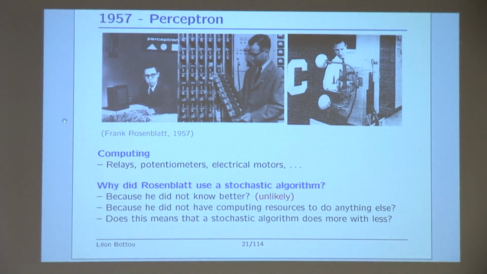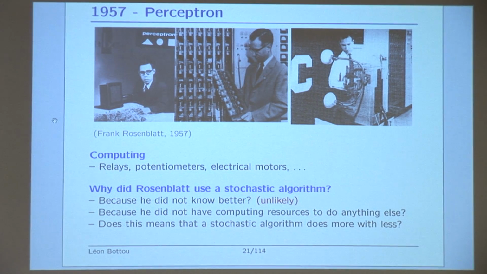So why did they use the stochastic algorithm? Well, they certainly had constraints, like they couldn't store many examples. So they had memory constraints. It's not because they didn't know better. They knew optimization. Optimization predates electronic computers, because in the 18th and 19th centuries there were computers. They were just human computers. They were even called computers. That was their name. So he knew about optimization. He did that because he didn't have computing resources to do anything else. And the question is, does this mean that the stochastic algorithm does more with less resources? And if it does, it's probably a hint.